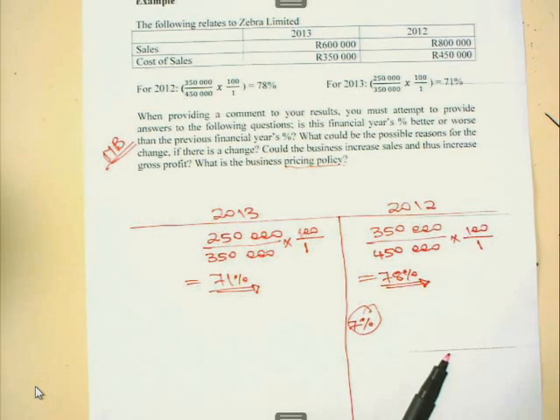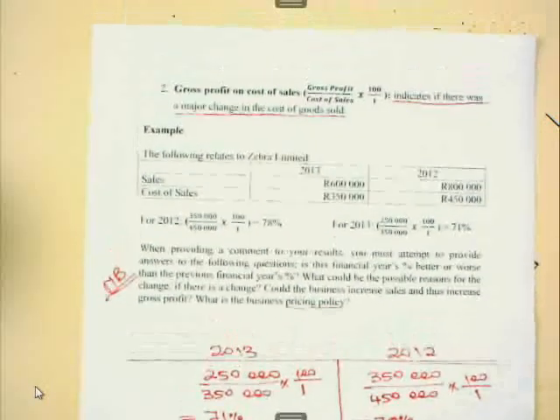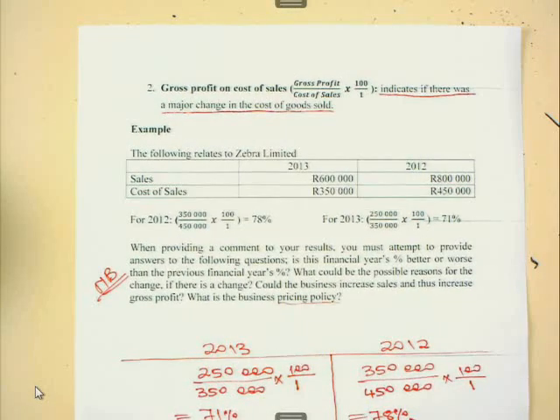Now let us look at the following example in calculating the gross profit on cost of sales. I will use the very same years.